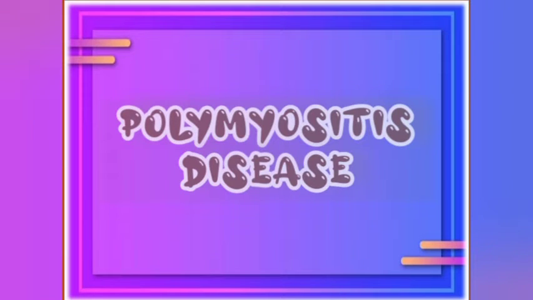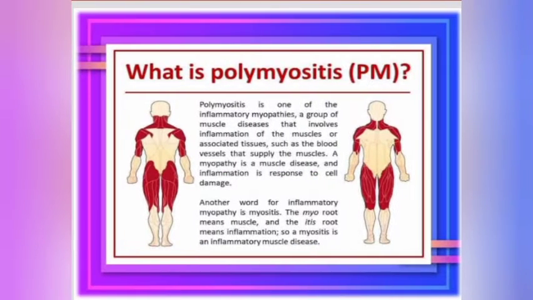So let's proceed. Polymyositis disease. So what is polymyositis? Polymyositis is one of the inflammatory myopathies, a group of muscle diseases that involves inflammation of the muscles or associated tissues, such as blood vessels that supply the muscle. A myopathy is a muscle disease, and inflammation is a response to cell damage.